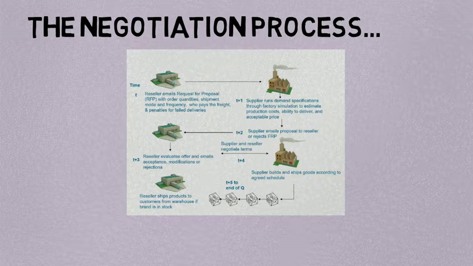On day 4, the reseller evaluates offers and emails acceptance, modifications, or rejections. On day 5, the supplier and reseller negotiate the terms. Finally, the supplier builds and ships a good according to an agreed schedule, and the reseller ships products to customers from the warehouse if the brand is in stock.